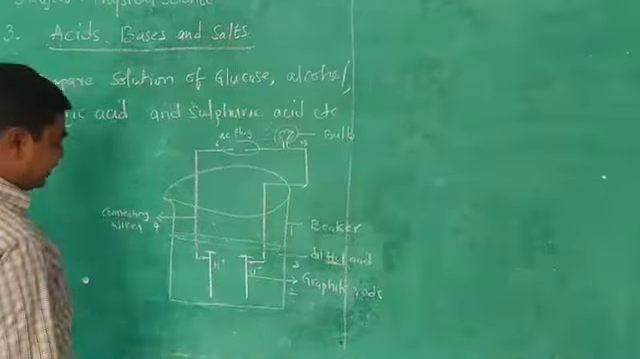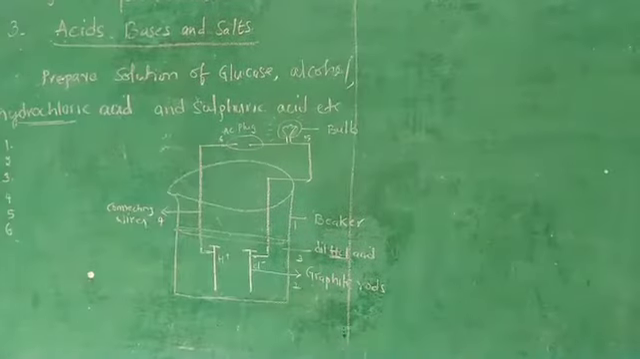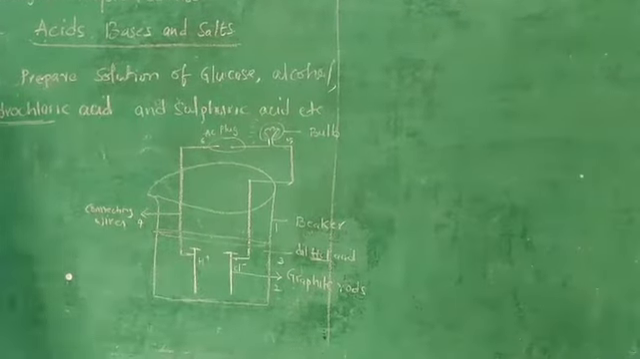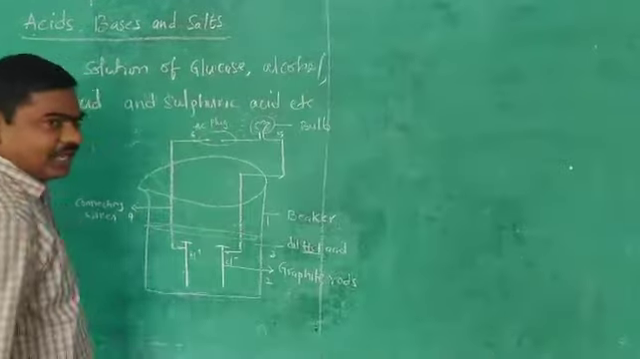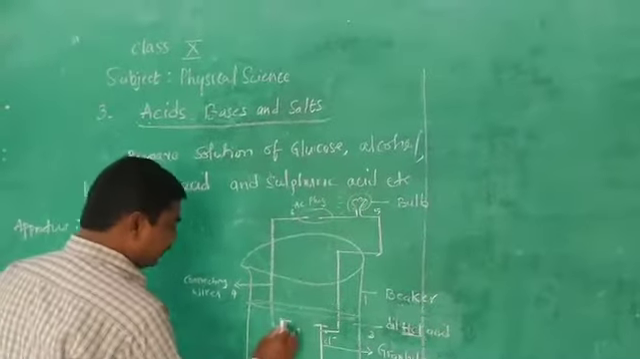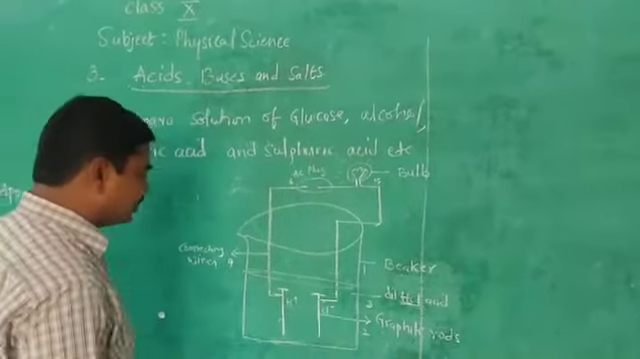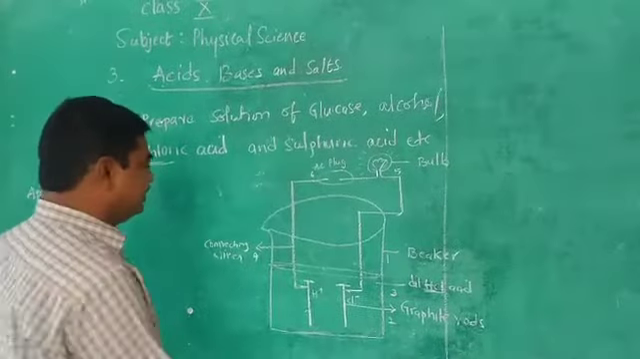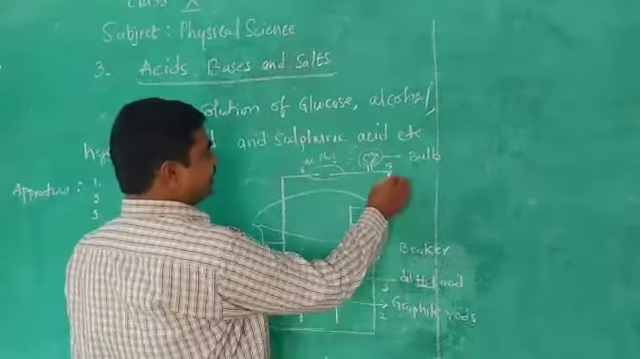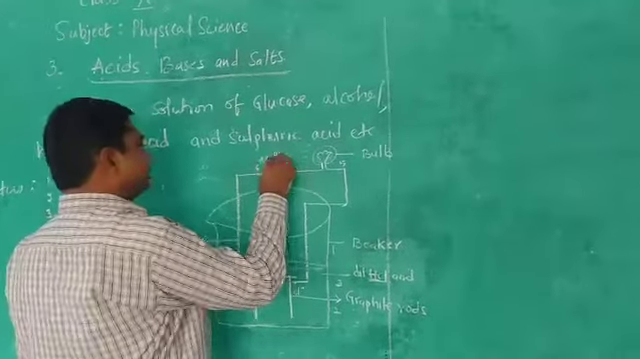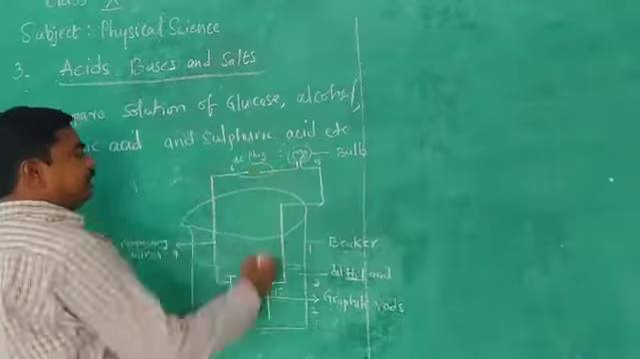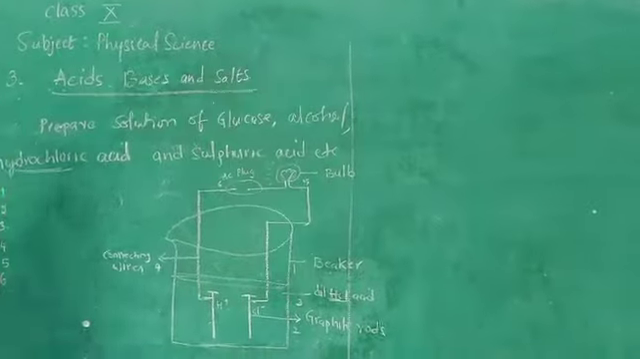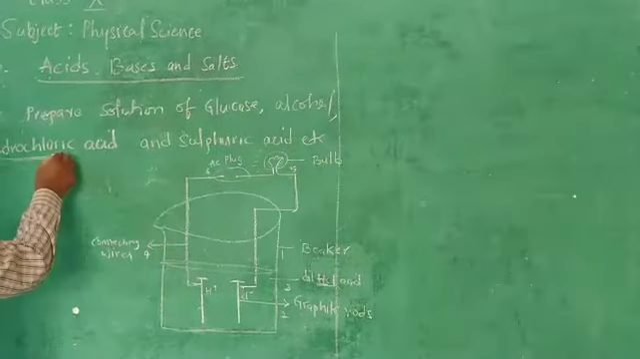H plus is the cation and Cl minus is the anion. Now, we are seeing the molecules are dissociated into H plus and Cl minus, and the flow of electrons will take place, and yes, the bulb will glow whenever the AC plug is on. This experiment shows that the molecules are dissociated in the acids.